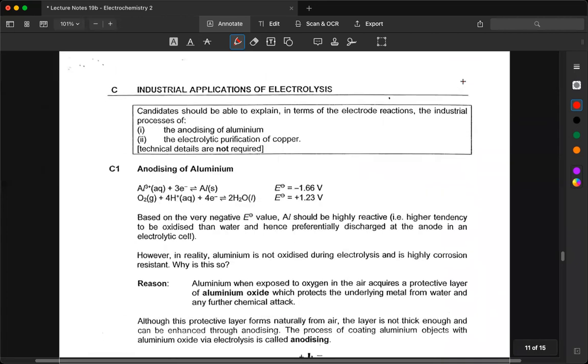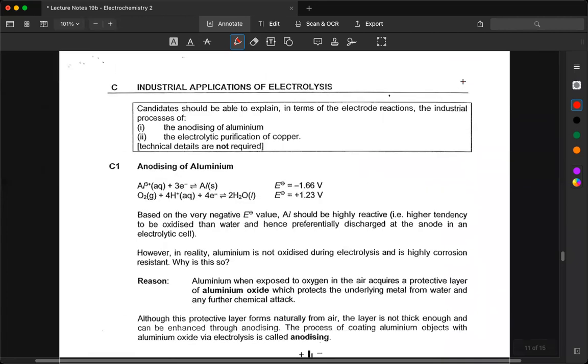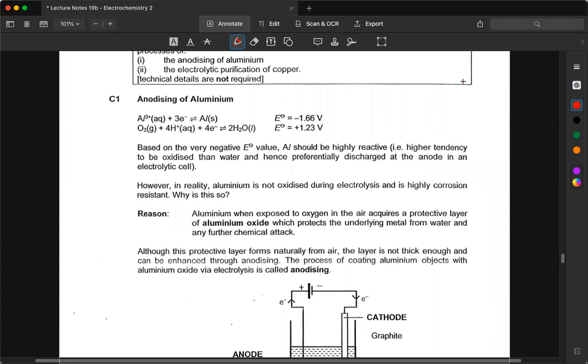Now let's go on to the last few parts of the lecture, the industrial applications of electrolysis. One important application is the anodizing of aluminium. So these are the standard electrode potentials of aluminium ions and oxygen. Based on the very negative E0 value, aluminium should be considered highly reactive. Yes, it is considered a reactive metal by itself.